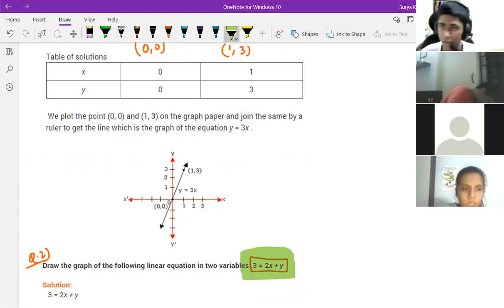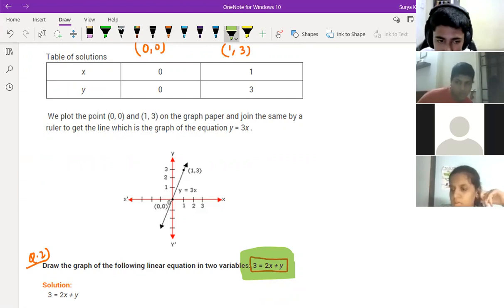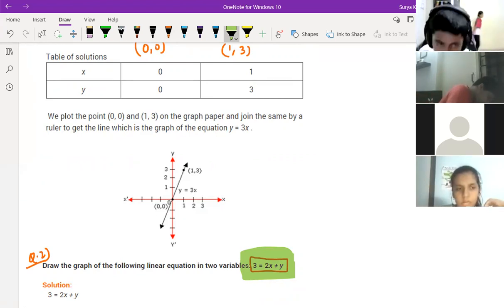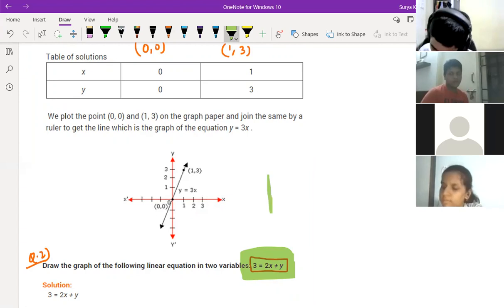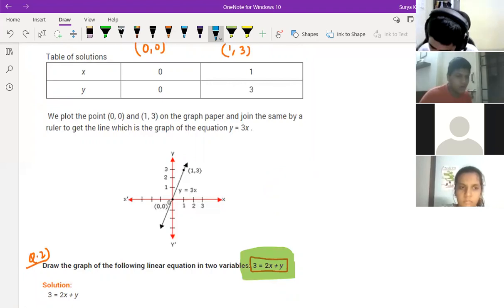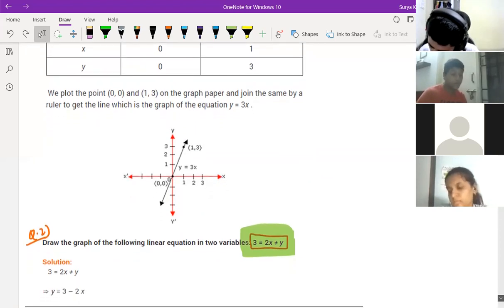Sir, is the answer x is equal to 1 and y is equal to 1? Sir, if x is equal to 0, then y is equal to 3. Sir, if x is equal to 1, then y is equal to 1. First, you try to make it 0, no? If you can make it 0, then you can move further to any other coordinate, okay? Sir, if y is equal to 0, then x is equal to 1.5.